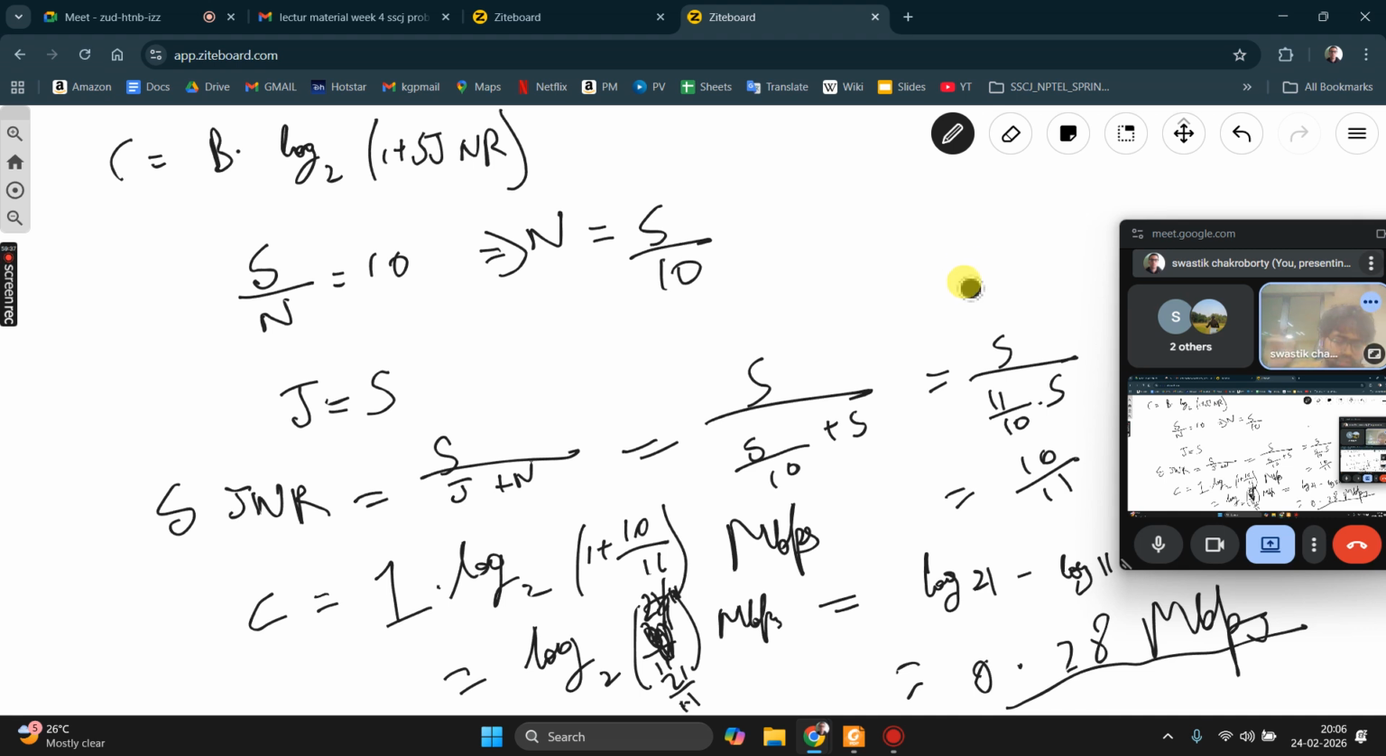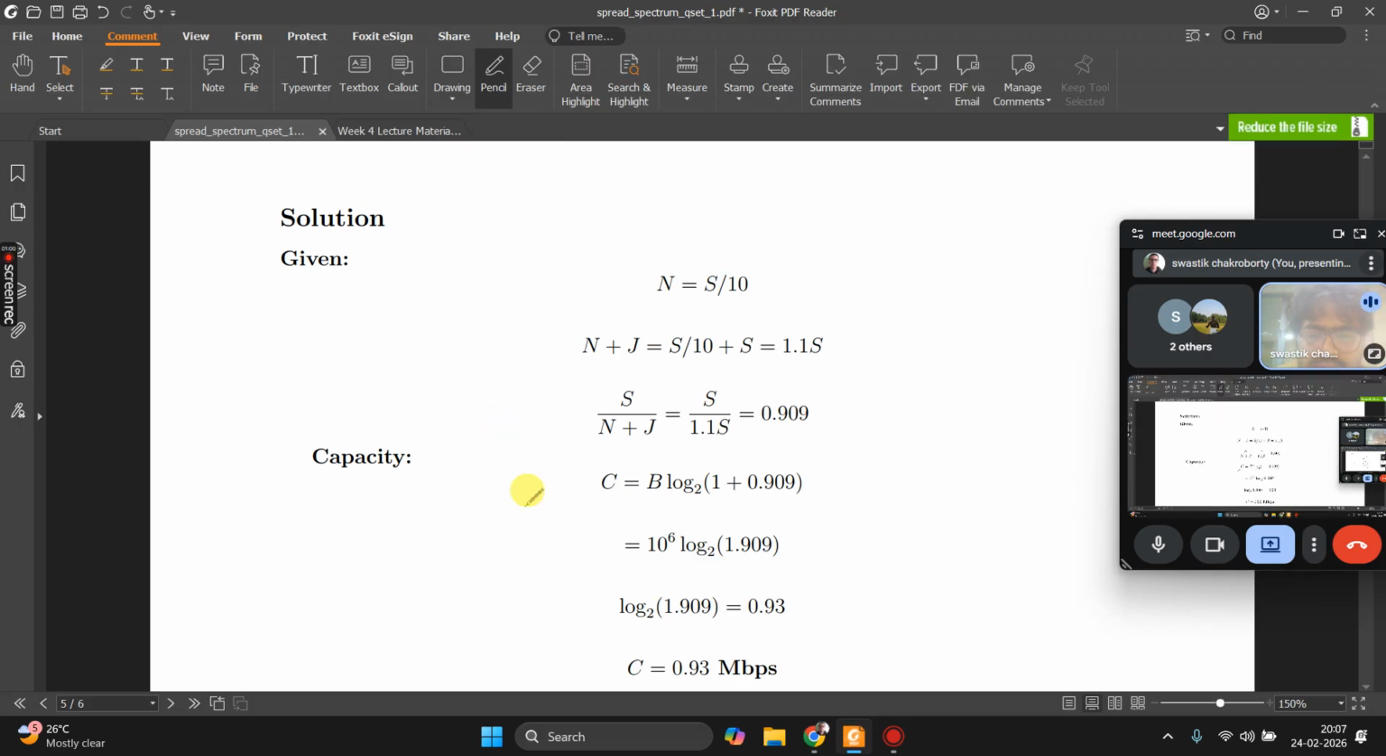Okay, sorry, this was base 2. So you have to just divide by log base 2, and you will get 0.93. I did log base 10. So in log base 2 it will be 0.93 Mbps. Okay, that was a silly mistake. So the correct answer is 0.93.